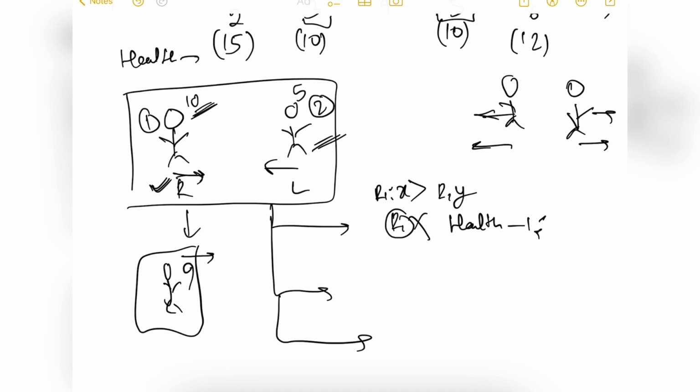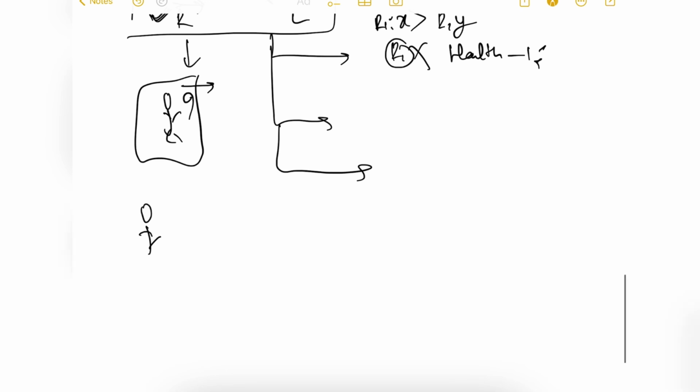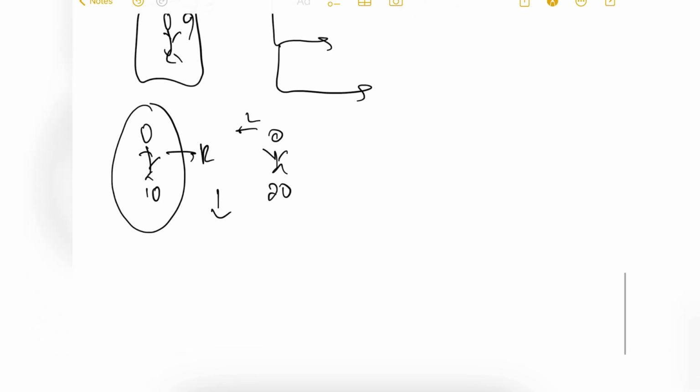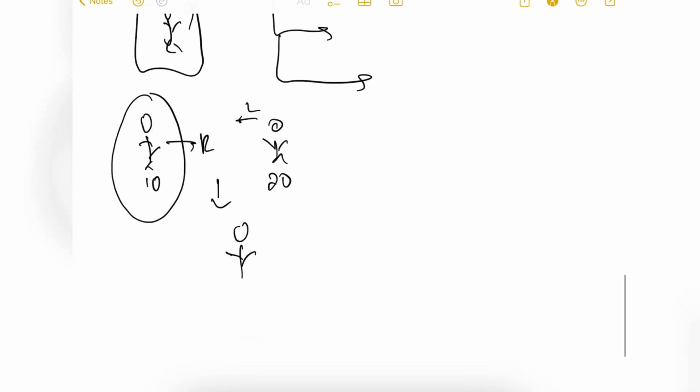Or assume we had a different scenario where one was moving to the right, one was moving to the left, and this had 20 health, he had 10 health. Once the collision happens, the lower health robot will be destroyed and we will be left with this robot, but its health will decrease by 19 and it will keep on moving in the left direction. So this is what happens in the collision.